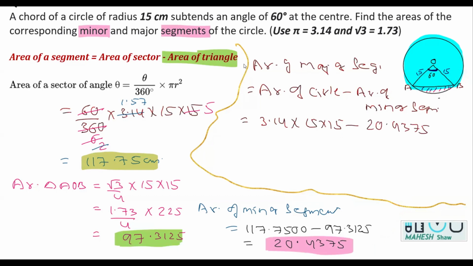20.437. Now if I multiply this, 225 into 3.14, it comes out to be 706.5, as there are two places of decimal. So 706.5 minus 20.4375. There's no way we can reduce the calculation as of now, so I'll be subtracting 20.4375 from it.